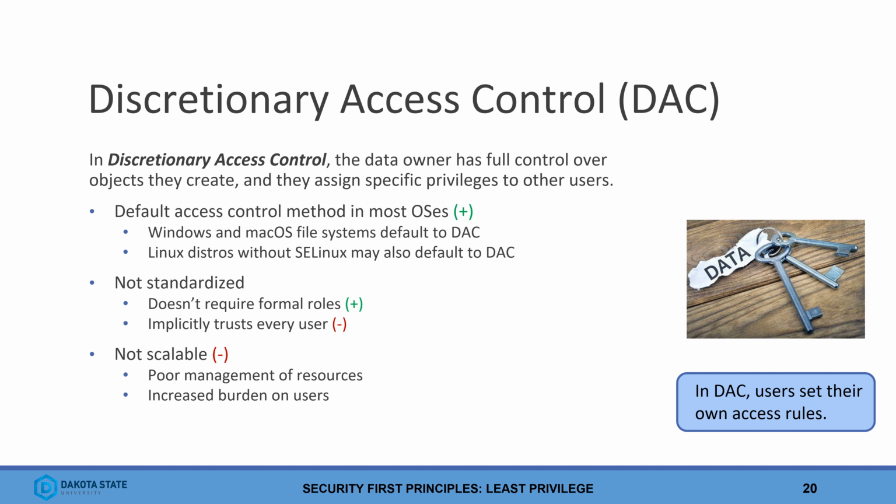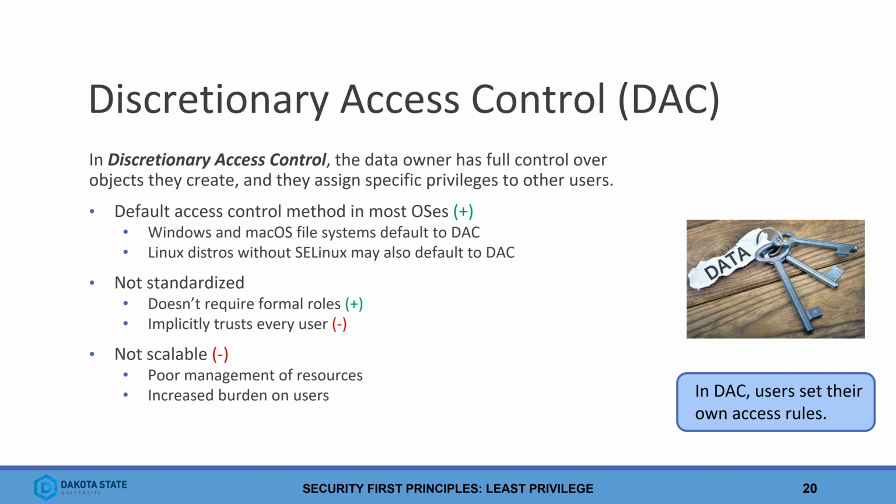Discretionary access control is probably one of the more complex access control methods we'll look at, because the data owner has full control over objects they create, and they assign specific privileges to other users that way. Basically, DAC leaves a certain amount of access control to the discretion of the object's owner, or anyone else who is authorized to control that object's access. The owner can determine who should have access rights to an object and what those rights should then be.